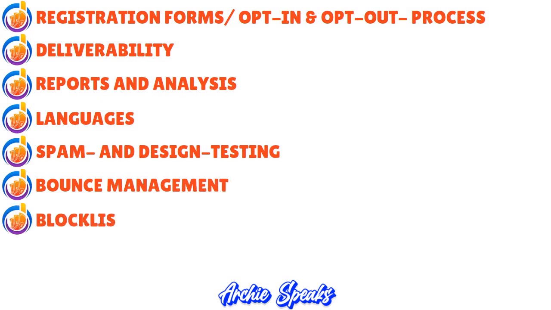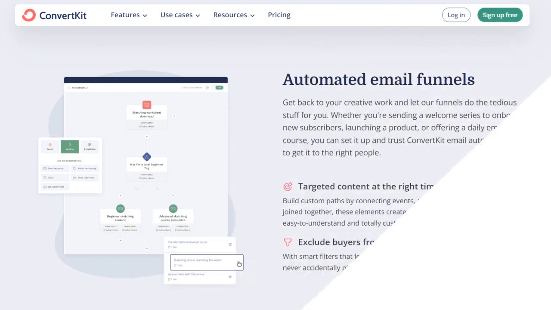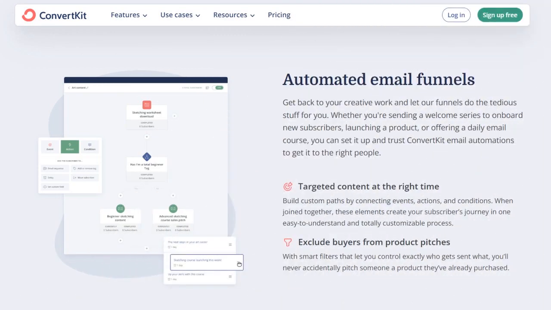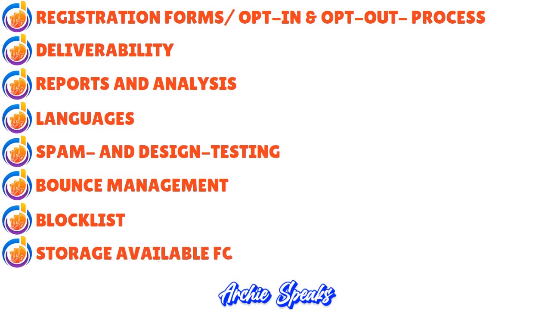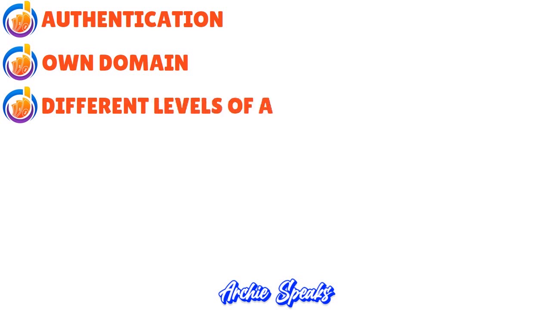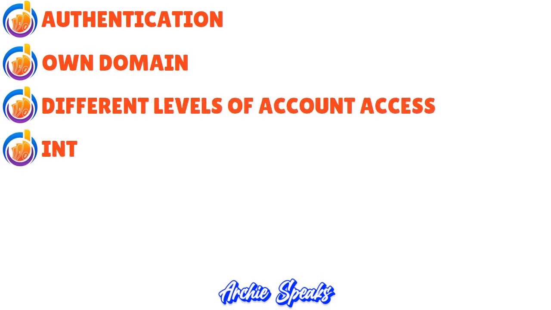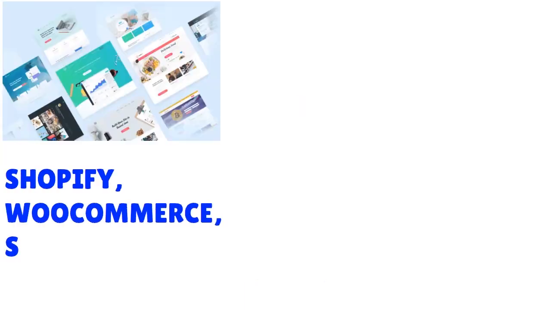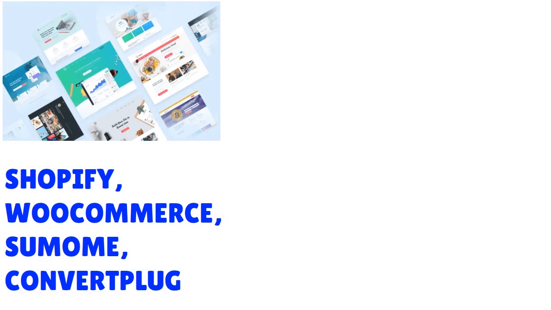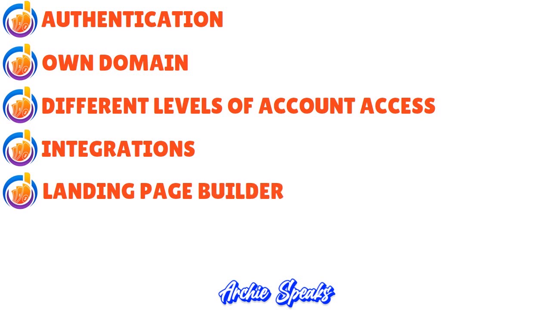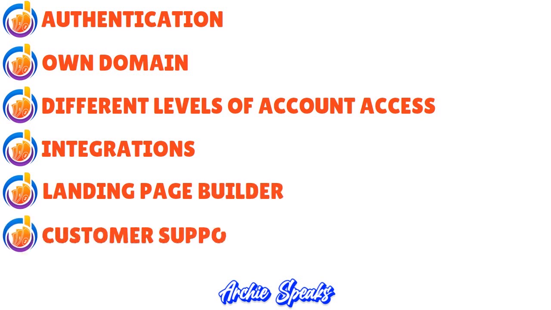You also have a block list. But the block list, you need to unlock it. You have storage that's available for data and images. So we love the fact that ConvertKit adds a lot of value there. You have also authentication. You are able to have your own domain. You have different levels of account access. In some cases, that's really good. And ConvertKit has a plurality of integrations. I'm talking here about Shopify, WooCommerce, SumoMe, ConvertPlug, etc. And you have also a landing page builder and also great customer service. Fantastic.